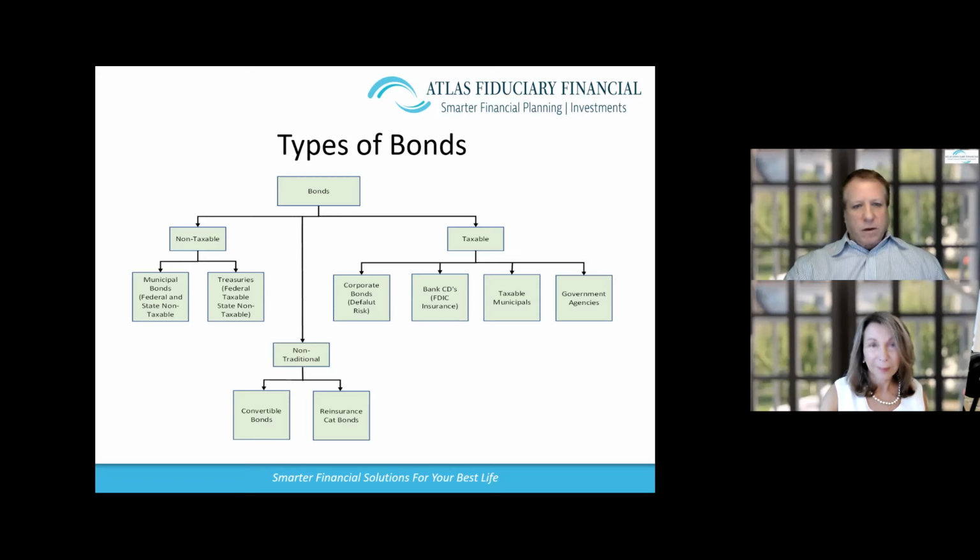And so in this chart here, which we've been using, we show the different types of bonds. We've added in the center what we call non-traditional bonds, and that includes convertible bonds, which will be the topic of another video, and reinsurance catastrophe bonds, which sounds like a terrible name, doesn't it? Catastrophe bond. Well, it's a type of risk, right?